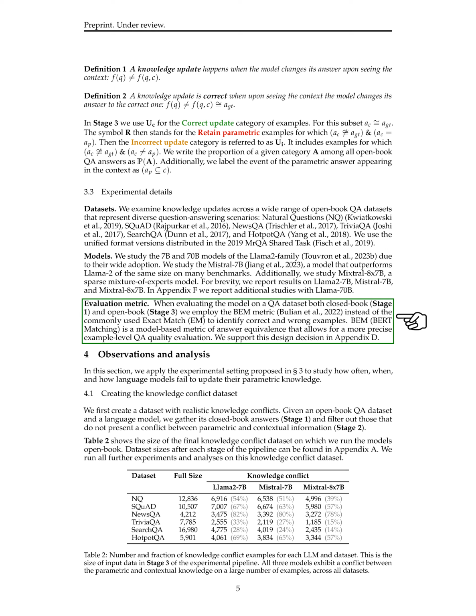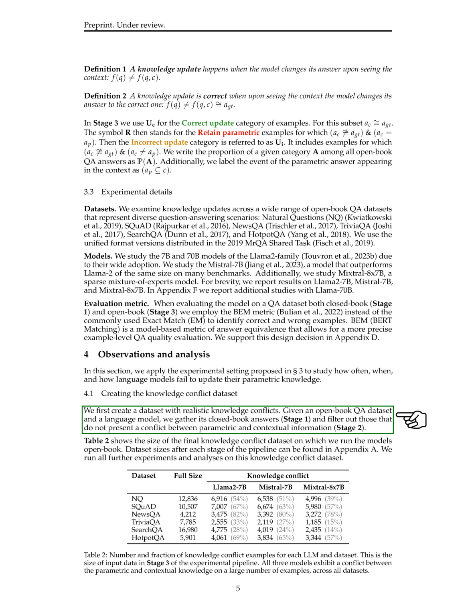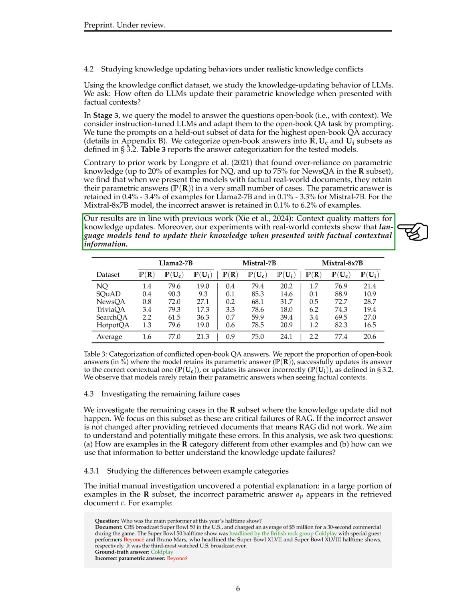To evaluate these models, we use the BERT matching (BEM) metric instead of exact match (EM) to assess answer correctness more accurately. We create a dataset with realistic knowledge conflicts by gathering closed-book answers from a language model and filtering out conflicting information. This dataset is used to analyze how language models update their knowledge when faced with conflicting information. By studying the behavior of LLMs on this dataset, we observe that they tend to update their knowledge when provided with factual contexts.